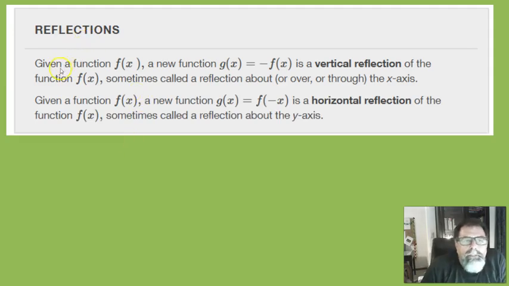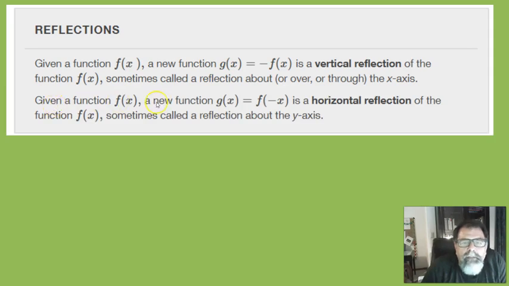So for reflections, given a function f of x, a new function g of x equal to negative f of x is a vertical reflection of the function f of x, sometimes called a reflection about or over or through the x-axis. Right, so you can use any of those terminologies: reflection about the x-axis, reflection over the x-axis, reflection through the x-axis. Right, so those are all common.